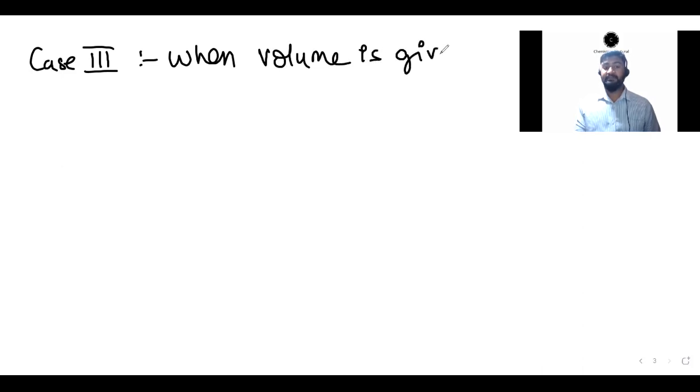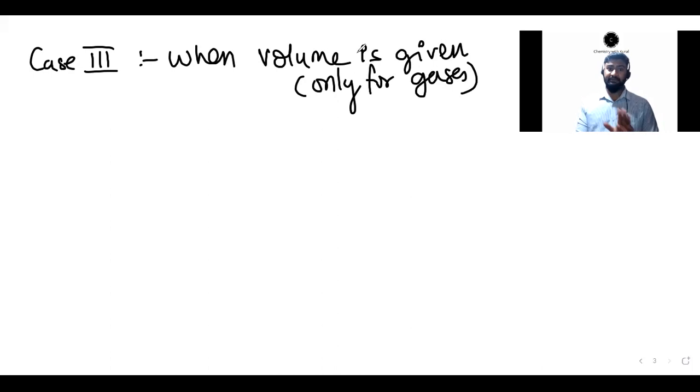Case number 3. Third case. When volume is given, and mind it, this is only for gas. Only for gases. Don't apply it anywhere else.